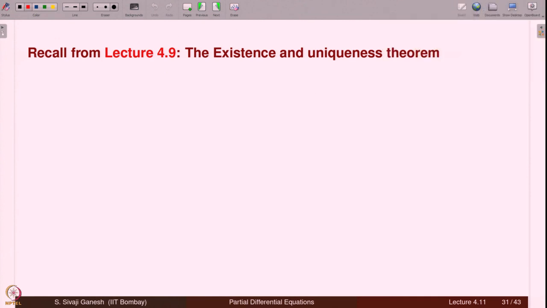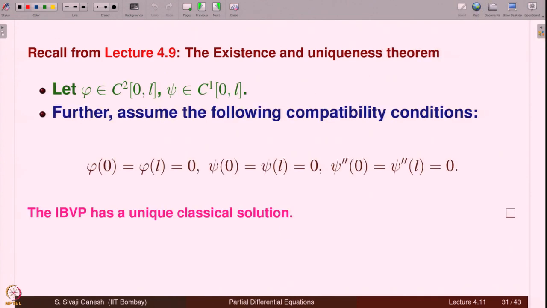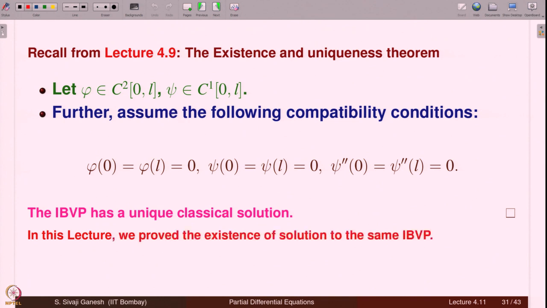Okay, let us recall from lecture 4.9, we have proved the following existence and uniqueness theorem following first principles for the same problem, the same IBVP. Of course, we considered even the psi term there, u_t(x,0) was not assumed to be 0. In this lecture we assumed psi equal to 0. Now, if you see, phi is C2 in that theorem. In this lecture we proved the same theorem of existence, but we needed higher smoothness.